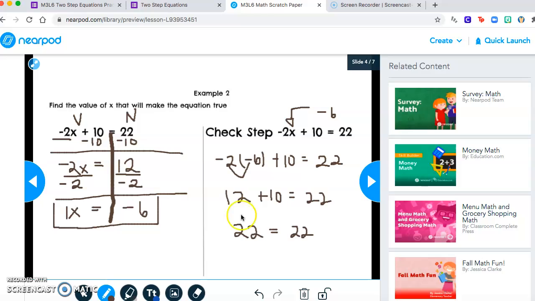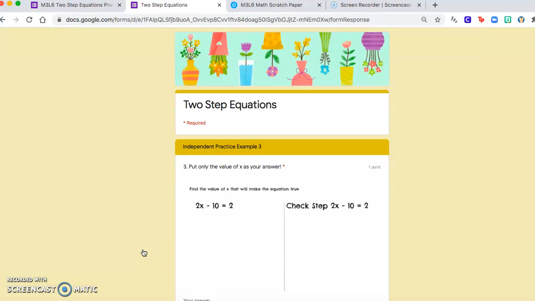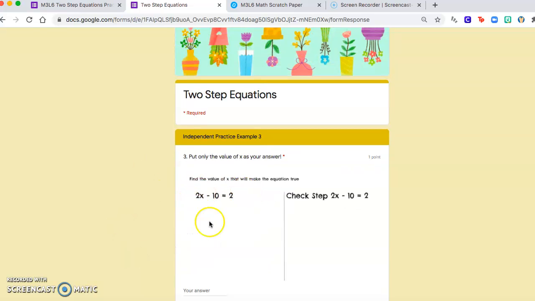So that would give me a positive 12. And so that means our answer is correct. And then when you put in your answer here, we just put negative 6. And then we move on. So then we're just going to hop on to example 3.